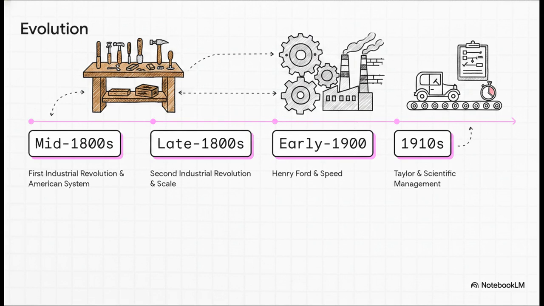By the mid-1800s, the American system introduced interchangeable parts, and that completely revolutionized consistency. Then we scaled things up massively during the Second Industrial Revolution. You had leaders like Andrew Carnegie who absolutely mastered the economies of massive scale, specifically in the steel industry. But as we found out, sheer scale just wasn't enough. Henry Ford came along and realized we needed extreme speed and continuous flow. He literally changed the world with his moving assembly lines.